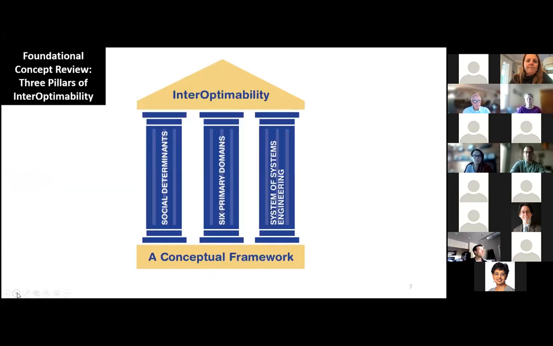Thank you. So what we're going to do for the next about 10-15 minutes or so is review some of the foundational concepts as we prepare for a larger conversation here. And as you now know, we're basing this work on three areas. We'll call it three pillars of interoperability. That includes social determinants, the 6 different primary domains, and then of course systems engineering. We feel like this is pretty conceptual stuff.